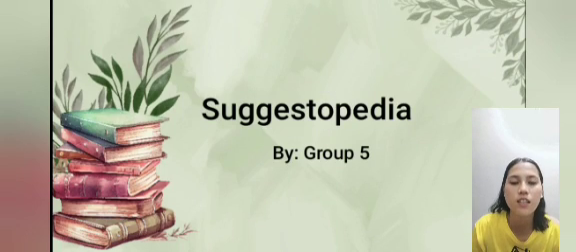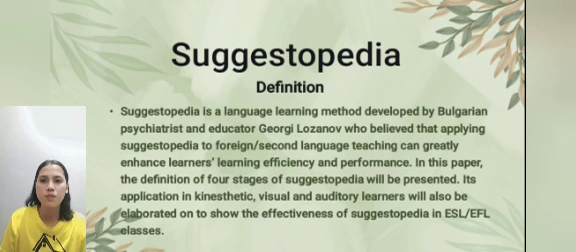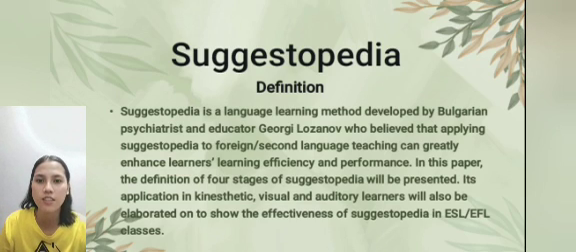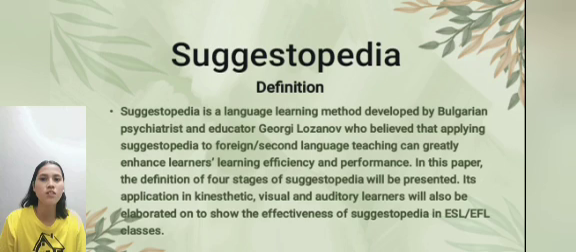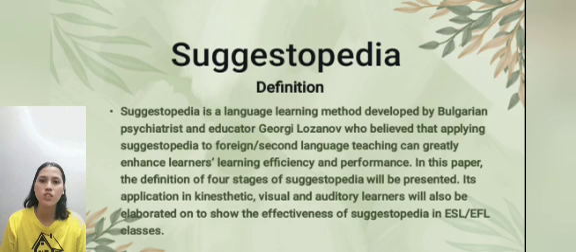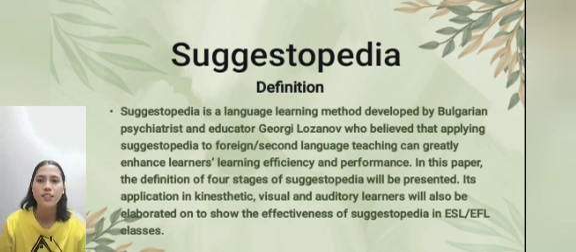So now let's discuss the definition of Suggestopedia. Suggestopedia is a language learning method developed by Bulgarian psychiatrist and educator Georgi Lozanov, who believed that applying Suggestopedia to foreign second language teaching can greatly enhance learners' learning efficiency and performance.